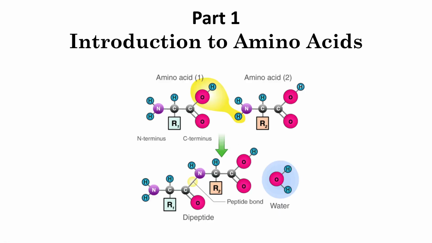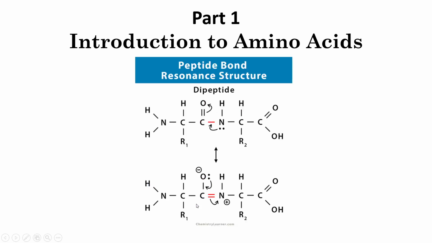Then how proteins are made: when two amino acids come together, a dipeptide is formed. Similarly, n number of amino acids come together by forming a bond called a peptide bond, which happens between the amino group of one amino acid and the carboxyl group of another amino acid. And this peptide bond has a resonance nature, and they keep on switching like this.